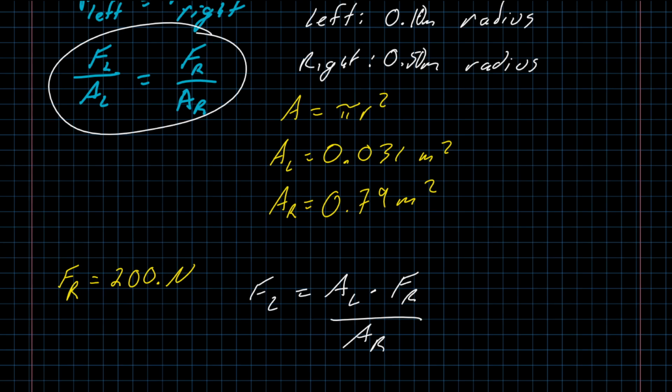Plugging in all of our numbers. Area on the left is 0.031. Force on the right is 200. Area on the right is 0.79. And when I crunch all of that, in order to get that 200 newton force on the right-hand side, the left-hand side only needs a force of 7.8 newtons.